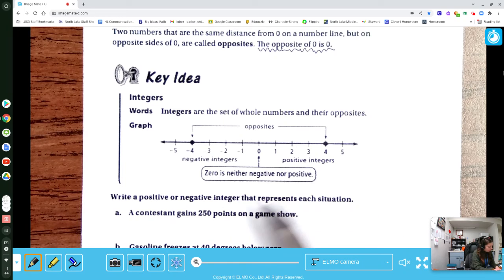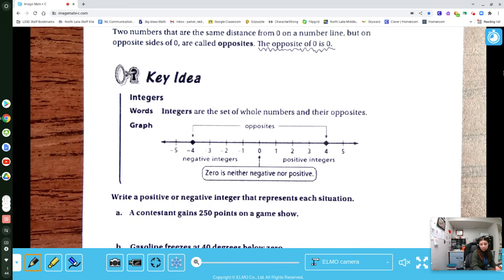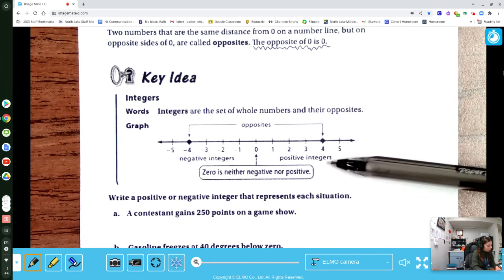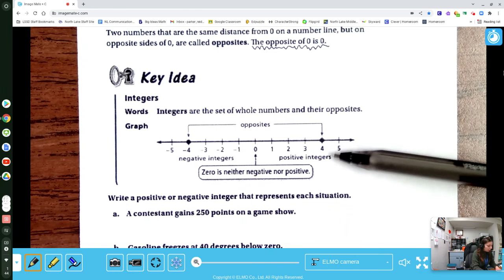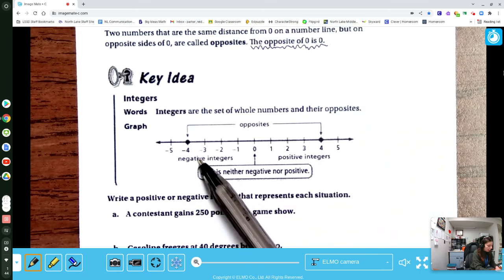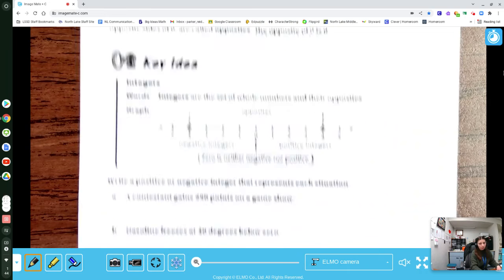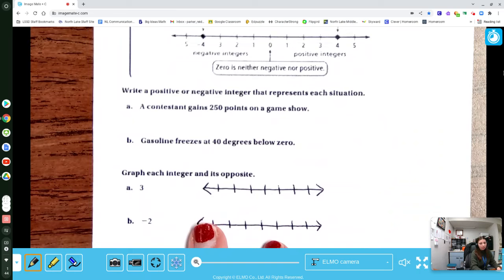Couple things to note. First, 0 is not positive, nor is it negative. It is just its own thing, and it is its own opposite. Positive integers, since they're greater than 0, are on the right-hand side of 0. Negatives, since they're less than 0, are on the left-hand side of 0. So let's go ahead and get into our examples.